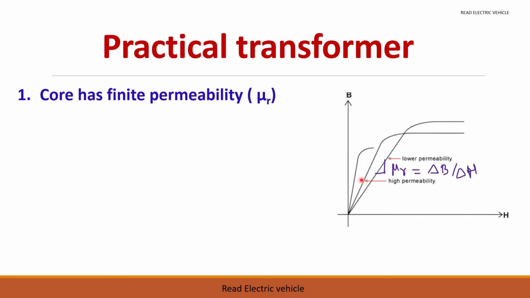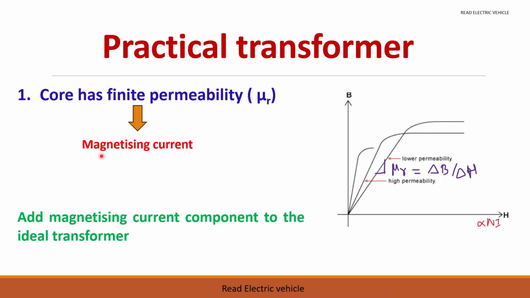So how is it going to affect you? We know H is equal to Ni by L. So if N is constant, so I will be somewhere here. If I choose this line, I will be minimum. If my graph is here, I need more current to magnetize the core. So the magnetizing current is going to be affected by this core permeability. So we have to add this magnetizing current component to the ideal transformer.